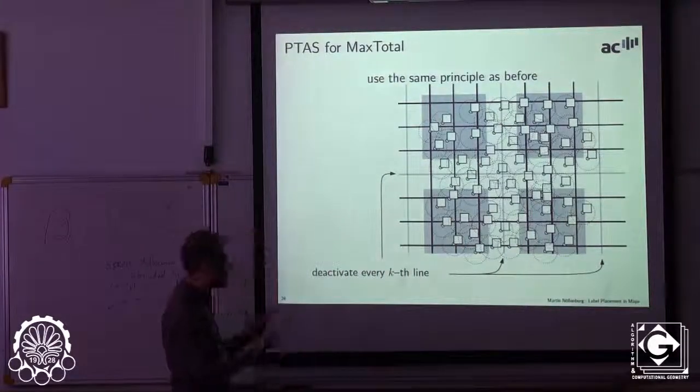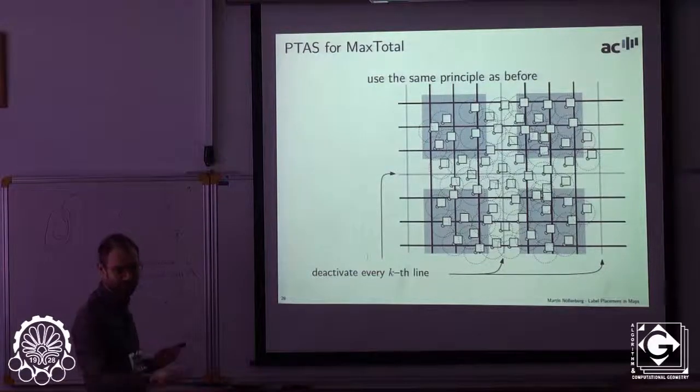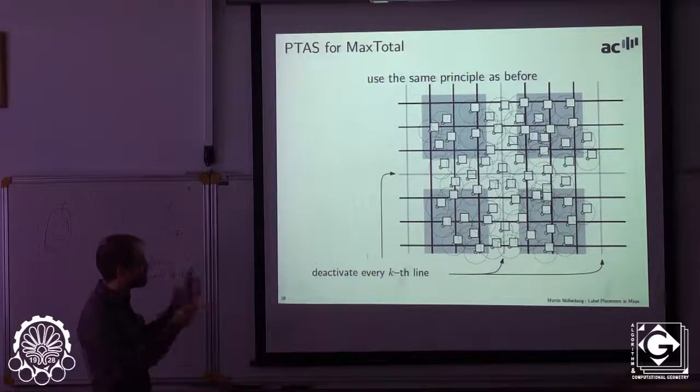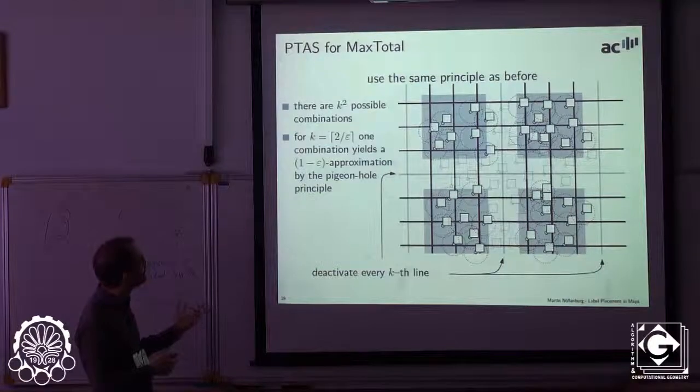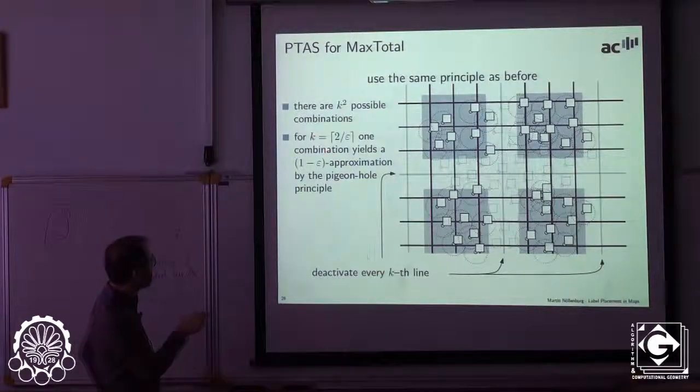Of course, the gray instances get larger, so you need to spend more computation time to solve them optimally, but you can use the same idea: go over all possible parities of which one to deactivate and choose the best one. And this will give you, if you choose the k correctly, a 1 - epsilon approximation. There are k² possible combinations for doing that. If you choose k to be 2 divided by epsilon, then this trick gives you a 1 - epsilon approximation.